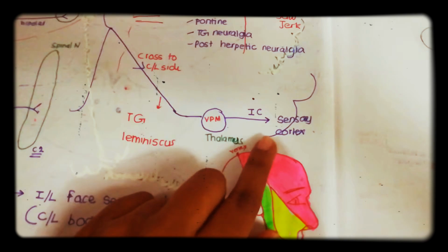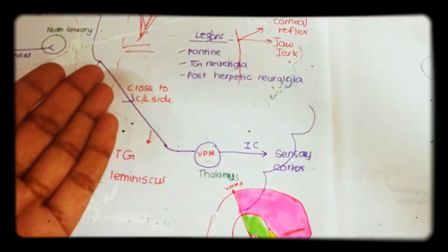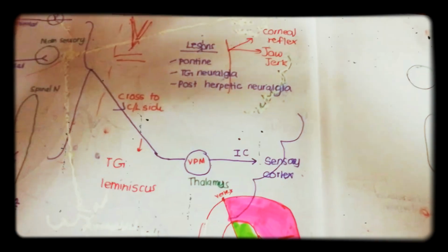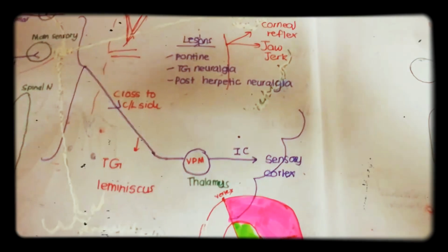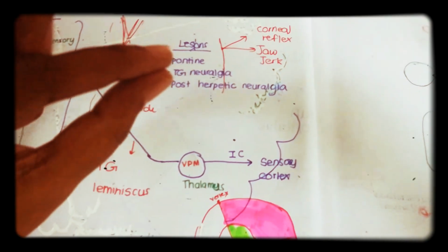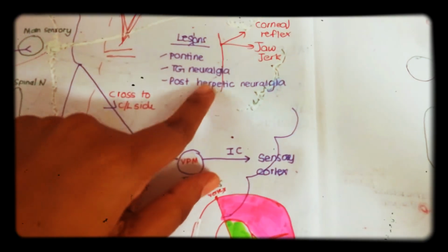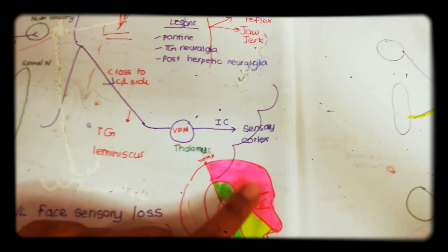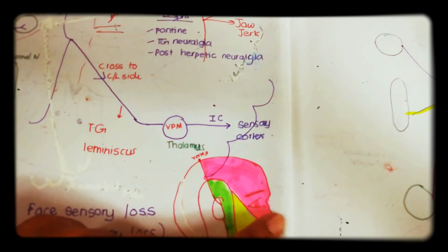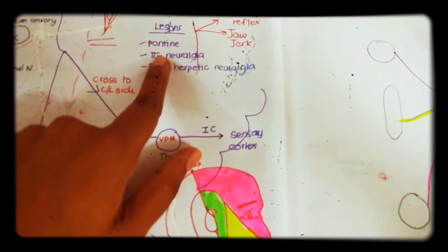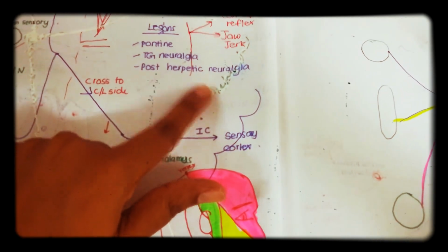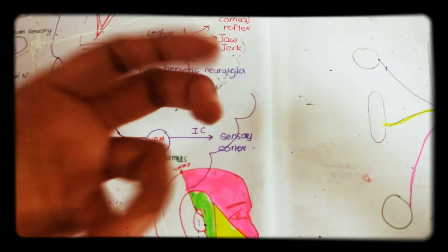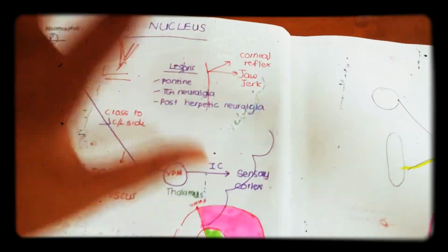Then you have post-herpetic neuralgia. This is very important. When you have chickenpox, sometimes when your chickenpox is cured, you have a dormant virus, herpes zoster virus. We call it shingles. So it can activate in one of these dermatomes. Sometimes in the ophthalmic division, you have a lot of vesicles and you have very severe pain, neuropathic pain. We call it post-herpetic neuralgia. Those are the common lesions. There are many other lesions as well.